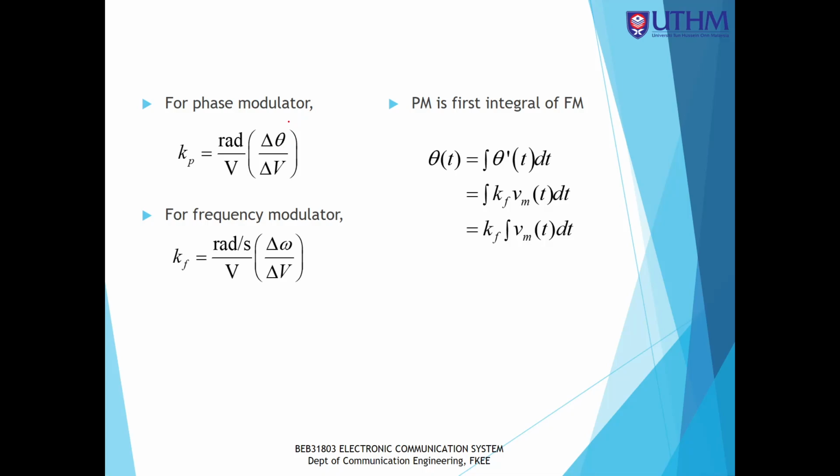Kp, the phase deviation sensitivity parameter, has the unit radian per volt, which is actually the difference of theta over the difference of voltage. Whereas Kf, the frequency deviation sensitivity parameter, has the unit radian per second per volt, or hertz per volt. It is defined as the difference of omega over the difference of voltage.